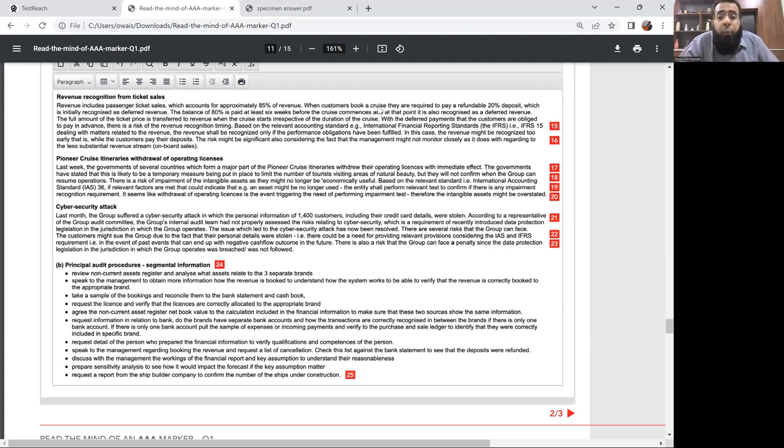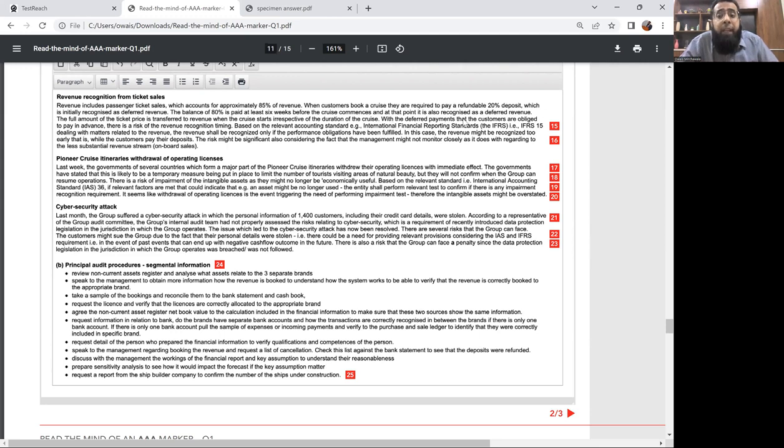When customers book a cruise, they are required to pay a refundable 20% deposit, which is initially recognized as deferred revenue. The balance 80% is paid at least 6 weeks before the cruise commences, and at that point also it is recognized as deferred revenue. The full amount of ticket price is transferred to the revenue when the cruise starts, irrespective of the duration of the cruise. He has just written 3 lines and he's repeating the question. It's useless, 0 mark. Okay, now let's see if he has written anything relevant.